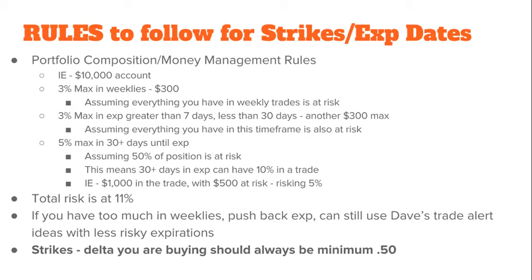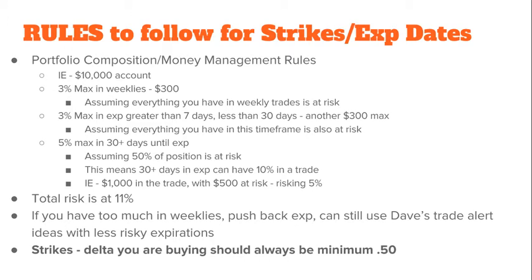So what this means is that you can actually have 10% going out 30 plus days because you're only assuming that you're risking half of what you have in it, right? So if you have a $10,000 account, I'm saying it's okay to have $1,000 in trades that are going out greater than 30 days because you're assuming that you're only risking half of that 10%. So you're risking 5%. It's okay to do that when you go out further. Now, when you're inside of 30 days, I don't think it's okay to do that. I think you should just be assuming everything you have in that trade is at risk, okay?